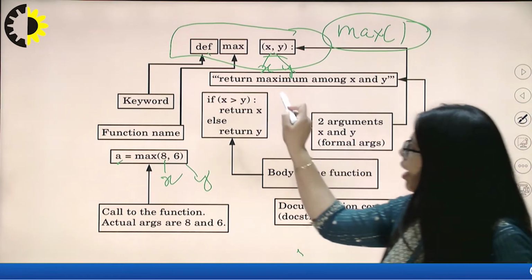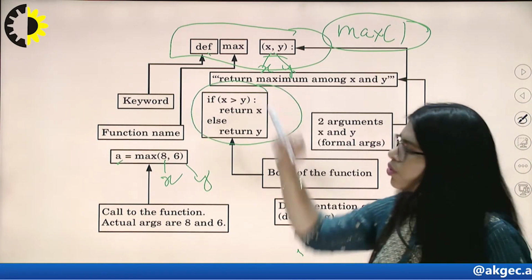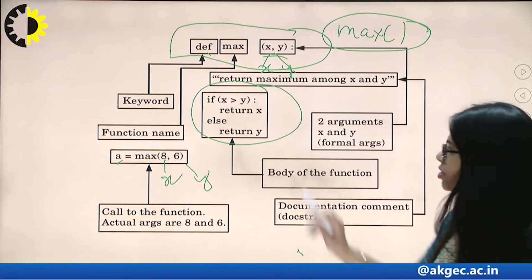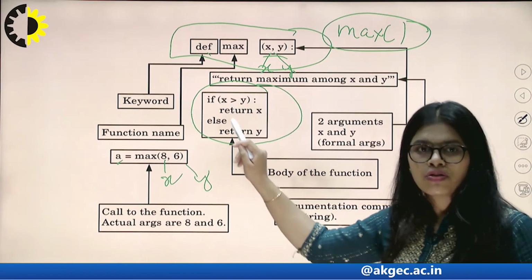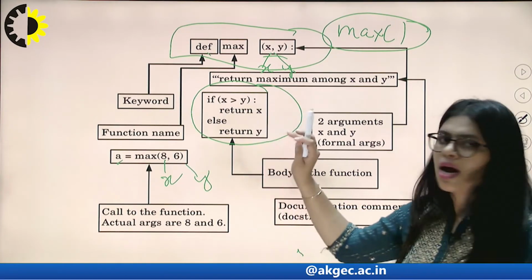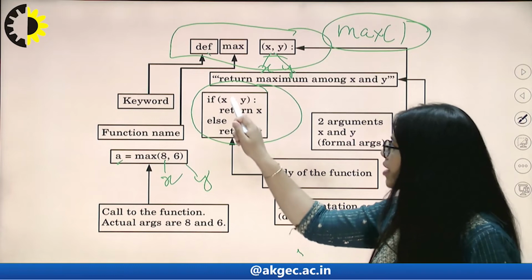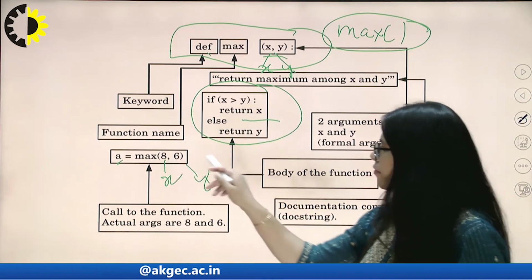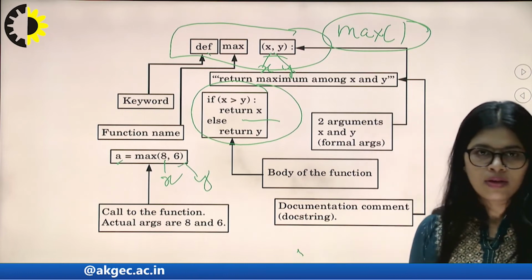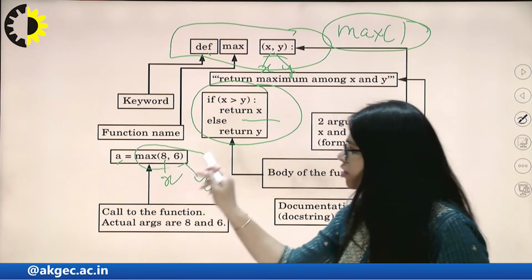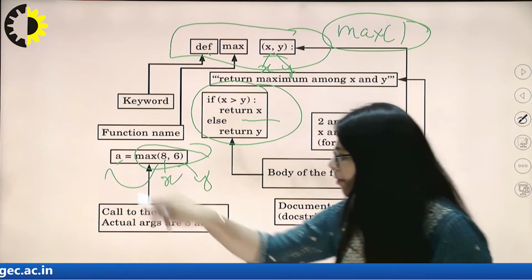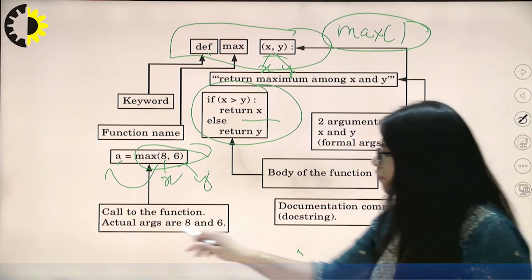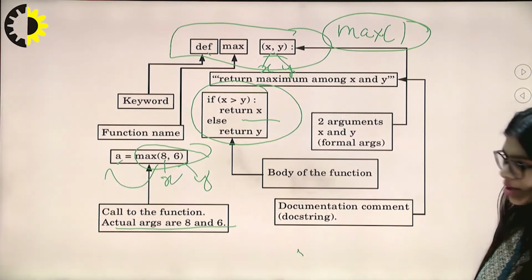And when we introduce the body of a function, we can also create a condition under the body of the function. If x is greater than y, return x, meaning return 8, else return y, meaning return 6. So we directly use the max function with the variable a, and it will call the function with the actual arguments 8 and 6.